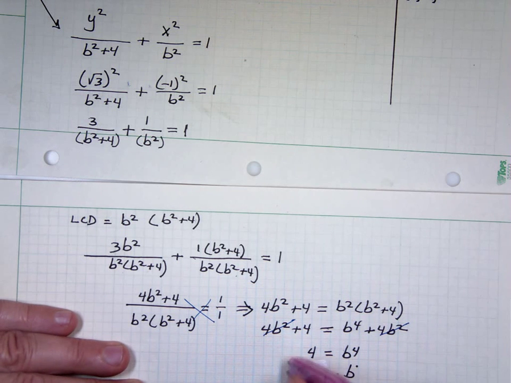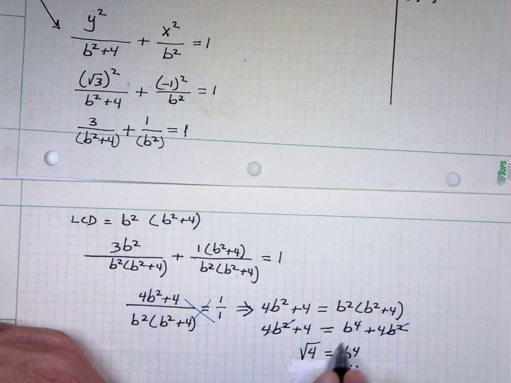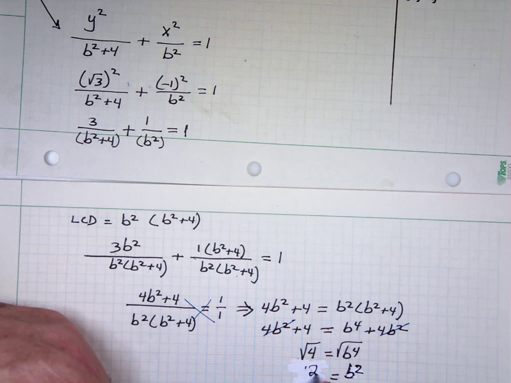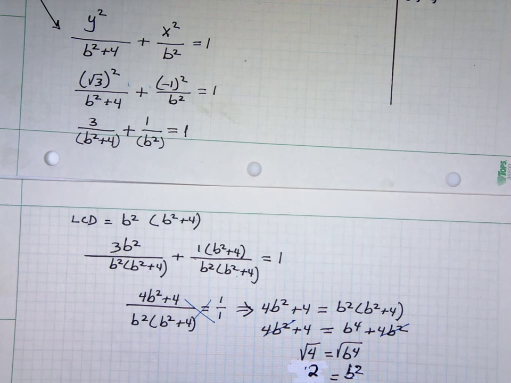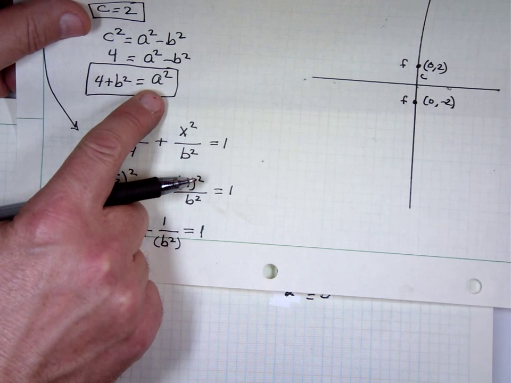To get b squared, what do you do? You take the square root of both sides. You have b squared equals what? 2. Yes, the square root of 4, which is 2. It can't be negative, it's a square. So if we know that, we come back to this equation. Do we know what a is now? Or a squared? A squared is what? 6.